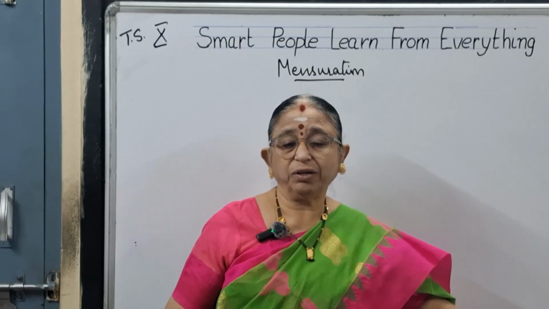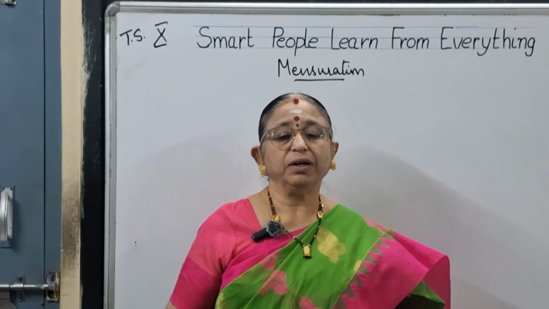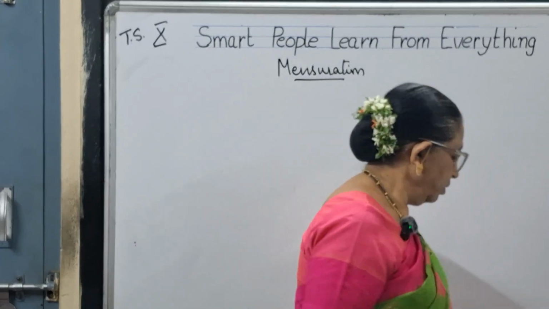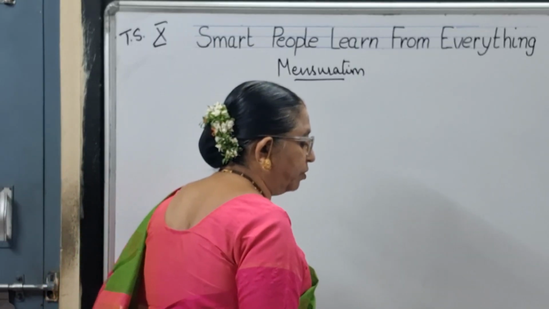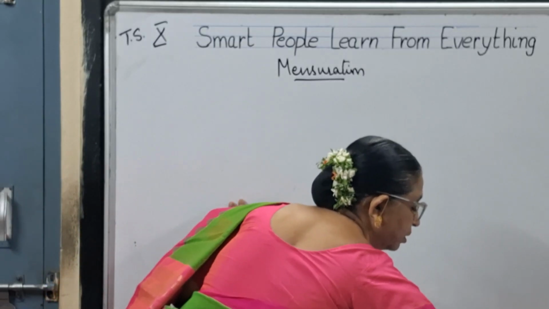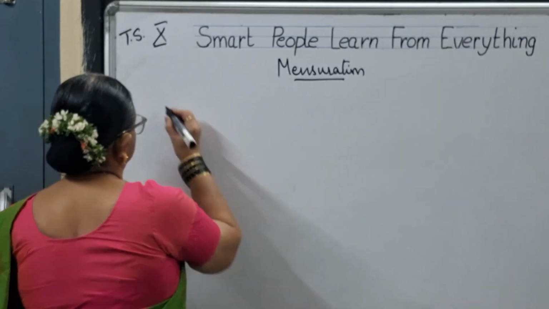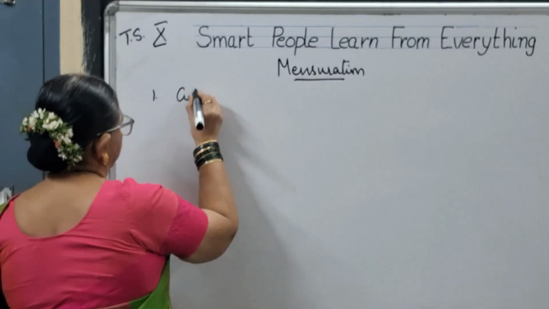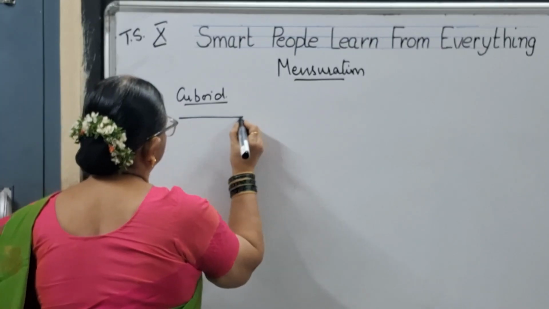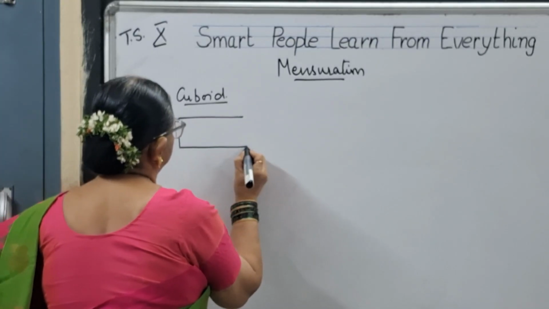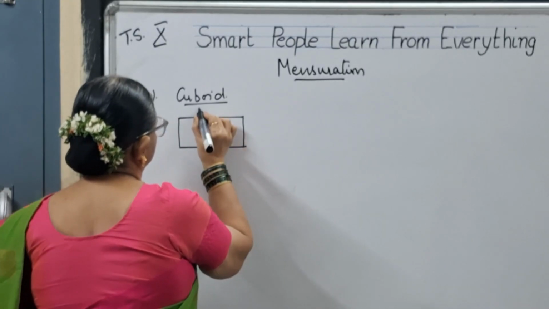Earlier, already in your previous class, you have learned. Once again, I wanted to do it. You have got a table in your book, children. One by one, I will be teaching you about how the formula has come. The first one, cuboid. How will you draw cuboid? This is length, breadth, and height.